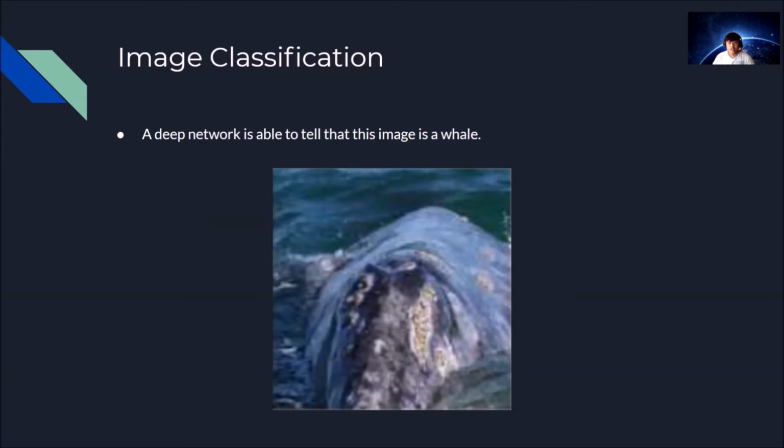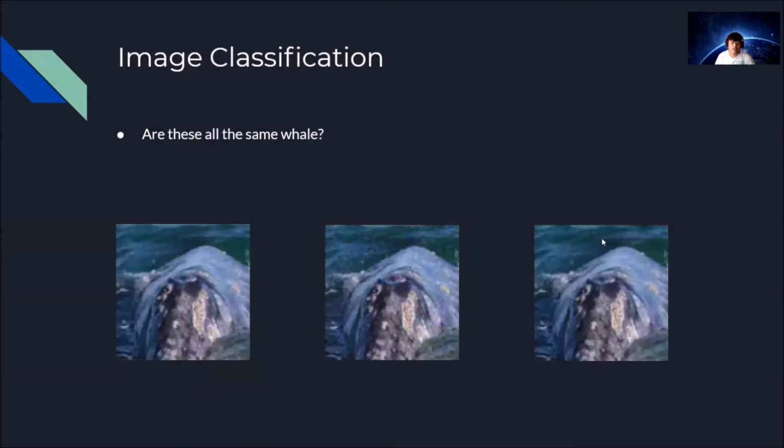So a deep neural network is able to tell this is an image of a whale, which is correct. However, a problem occurs when there is a slight change in the original image. At first, those three images shown look the same. However, only the image on the left is the original image. The two images on the right are slightly different from the image on the left. For humans, we are still easily able to identify this as a whale. However, it's not so easy for a deep neural network.